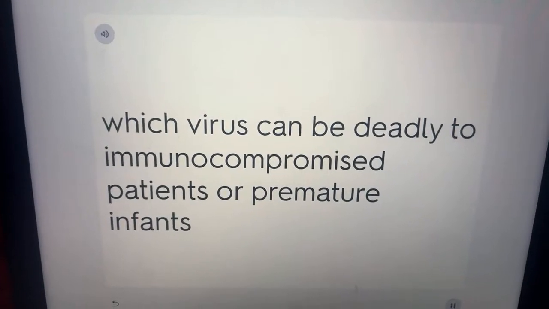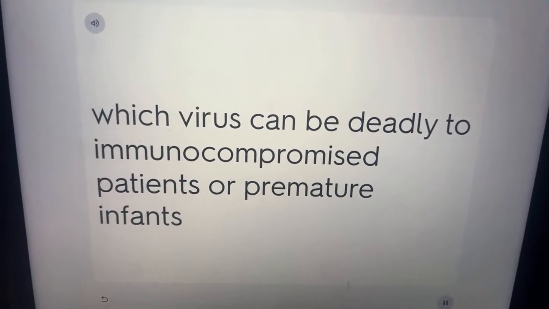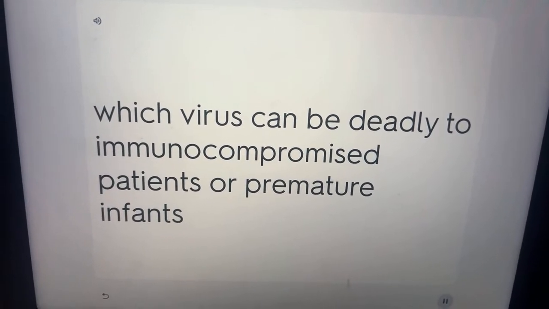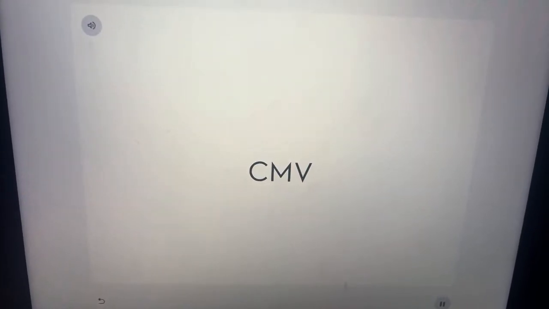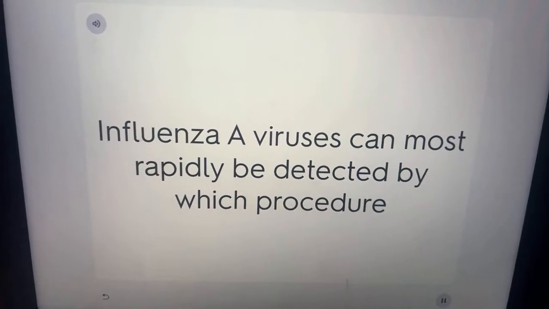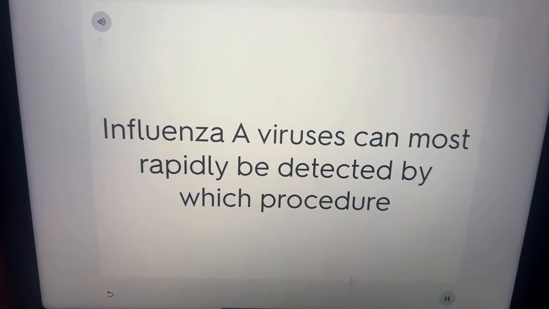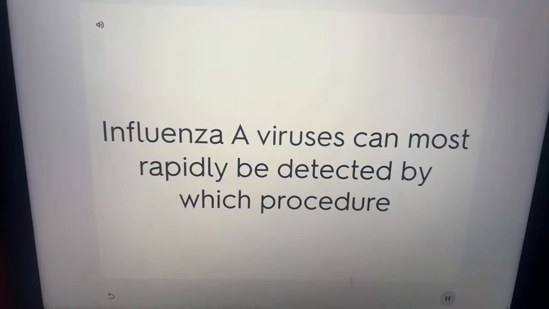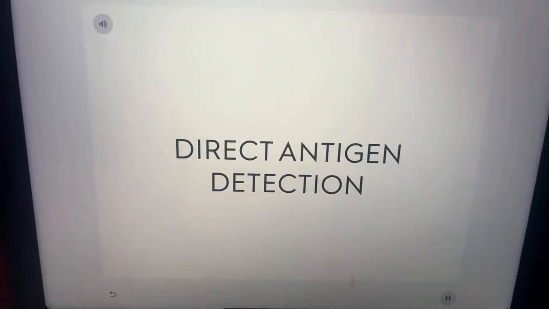Which virus can be deadly to immunocompromised patients or premature infants? CMV. Influenza A viruses can most rapidly be detected by which procedure? Direct antigen detection.